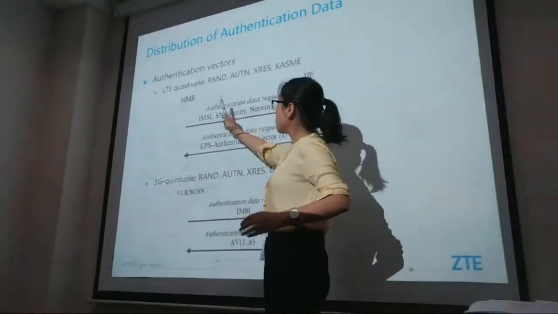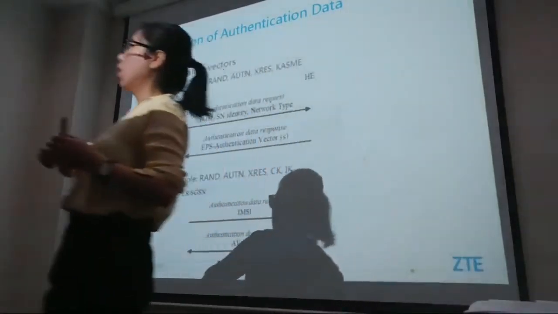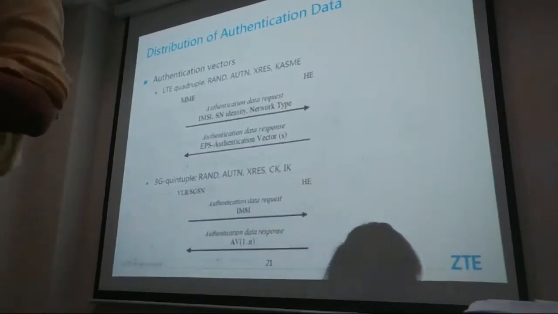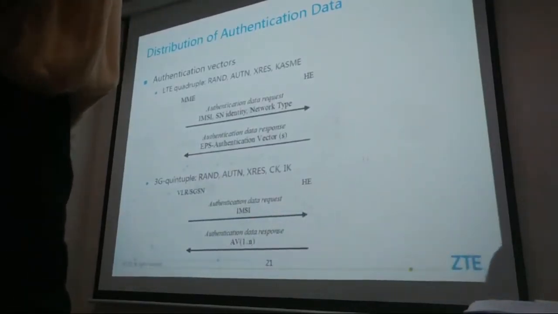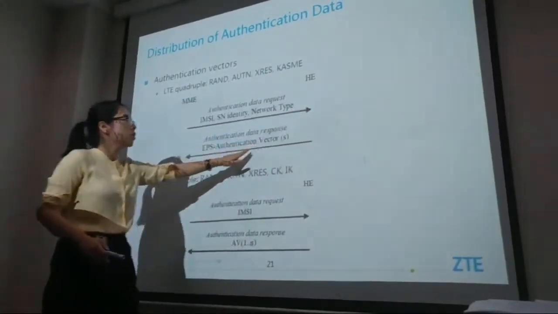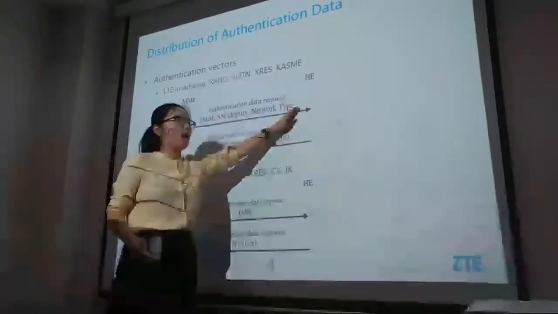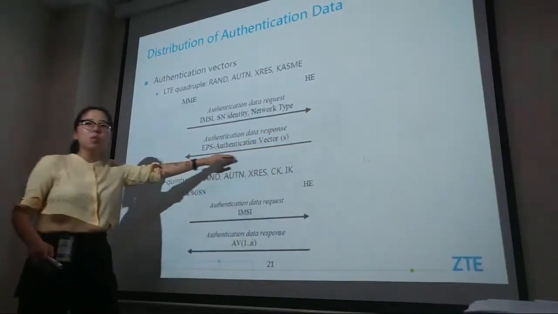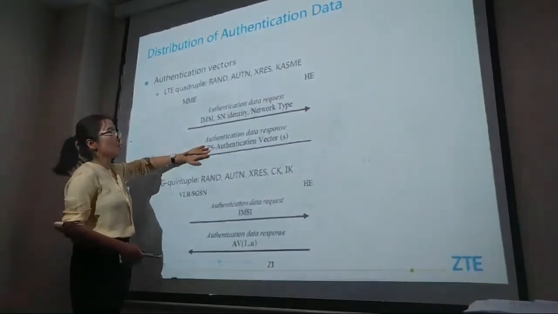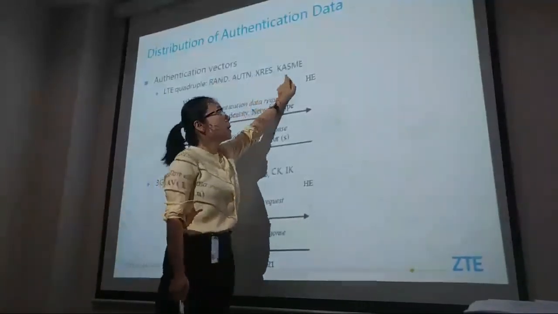will send an authentication data request to the HSS. When the MME receives the initial UE message, we should perform the authentication. Yes? We should perform the authentication. So I will first ask the HSS to get the authentication data. I send this request, and the HSS will give me these vectors. The vectors contain four parts: the RAND value, the AUTN value, the XRES value, and the KASME.